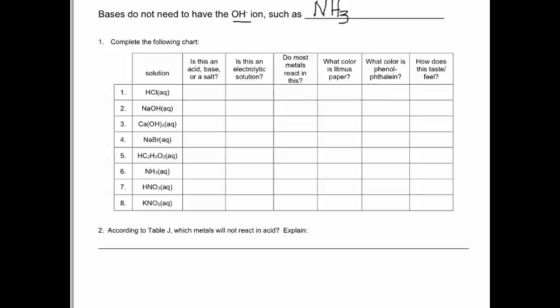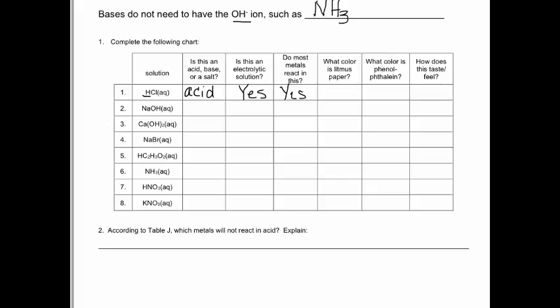HCl, is that an acid, base, or salt? Well, it starts with H. We can confirm because it is in table K, so that is an acid. Does that make it an electrolyte? Yes, it does. Do most metals react in HCl? When we look back at our operational definition on the front, you'll see that yes, it does.